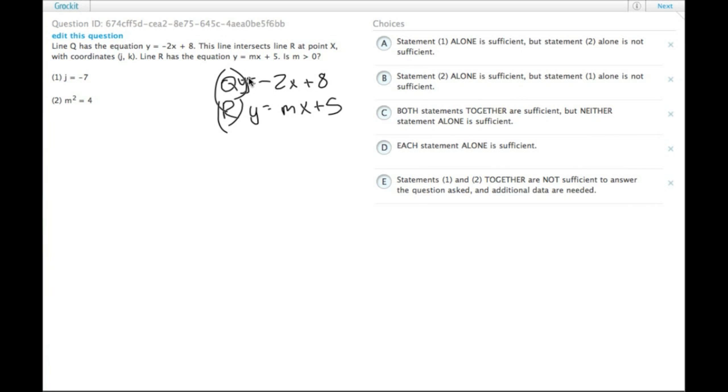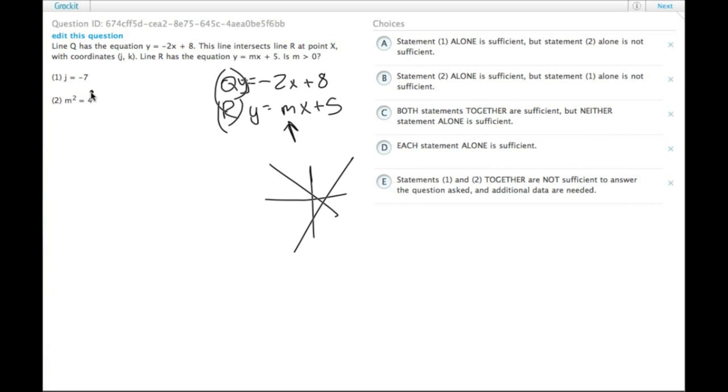So, they intersect at some point with coordinates j and k, which helps us a little bit, but until we have some numbers for that, we're not going to be able to figure it out. So the question is ultimately, is m greater than 0? Does line R with this equation, is m a positive slope? And we already know that line Q has a negative slope. So remember, negative slopes go this way and positive slopes go this way.